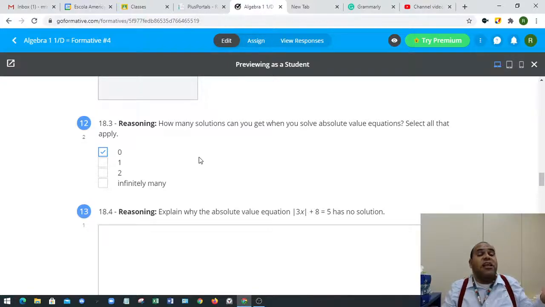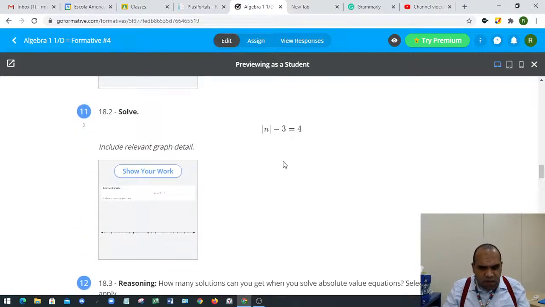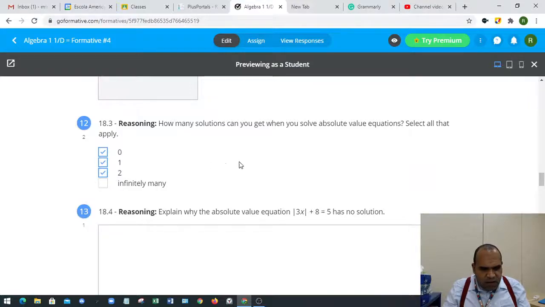I don't have any negative zero. Zero is zero. Okay, one solution. Two solutions: we did that one here. We have two solutions. Can we have more than two? Yes, we have a special case in the future. We have more solutions, infinitely many solutions, or many solutions. Great. All of those apply in this situation.